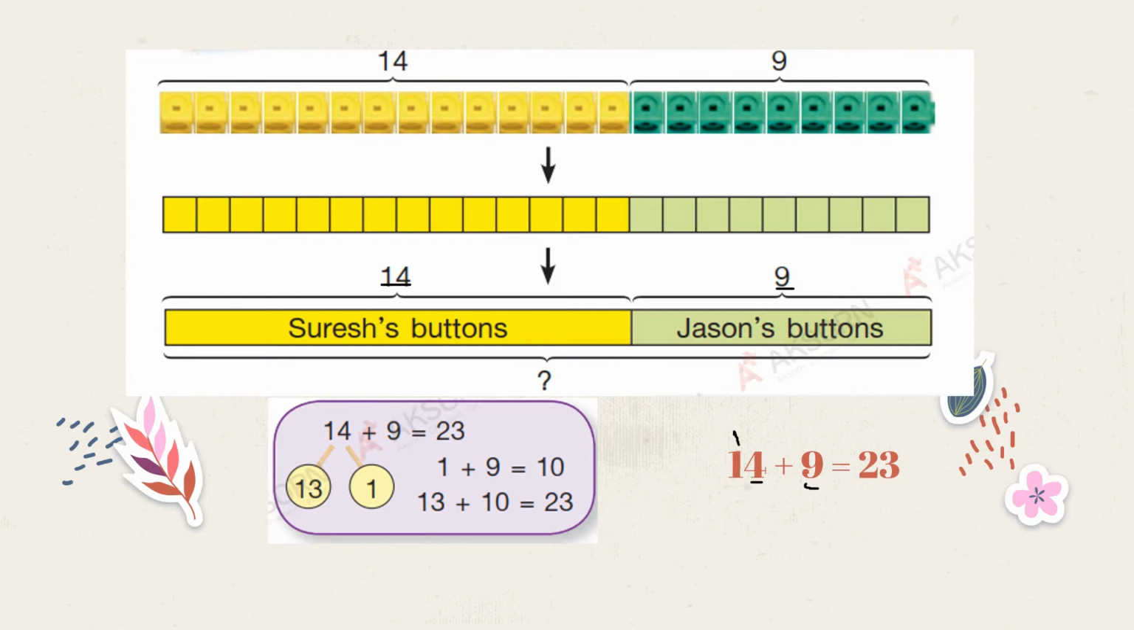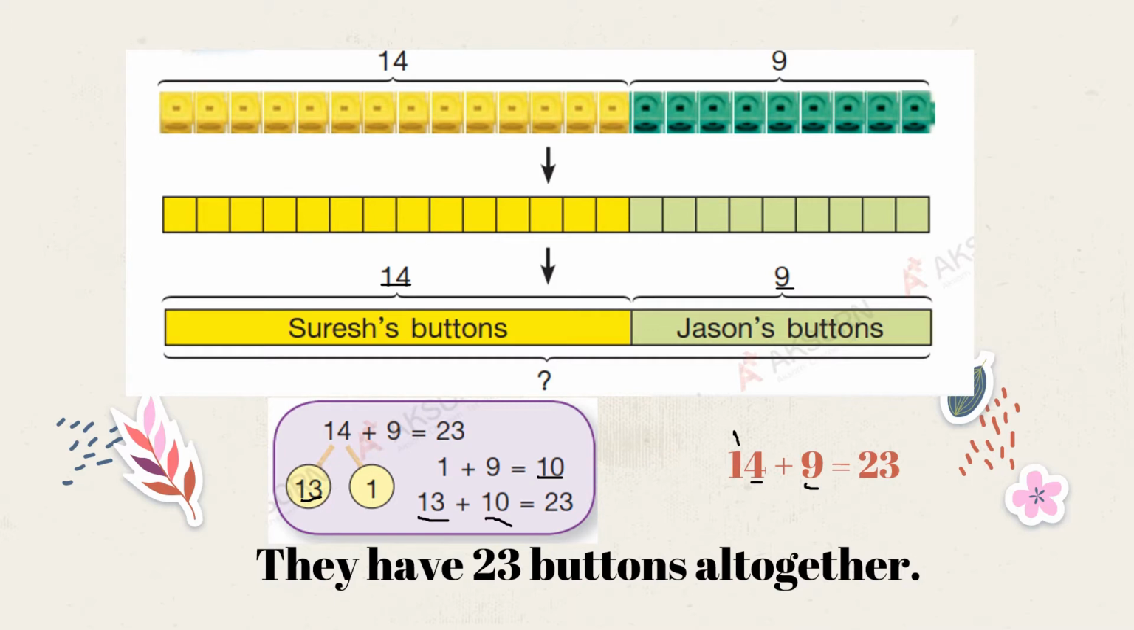We're going to part 14 into 2 parts. We have 13 and 1. So 9 plus 1 is equal to 10, and 13 plus 10 is equal to 23. So they have 23 buttons altogether, or you can add them by using the counting on method. You can count 1, 2 up to here.